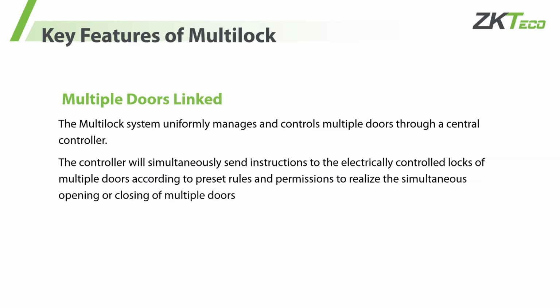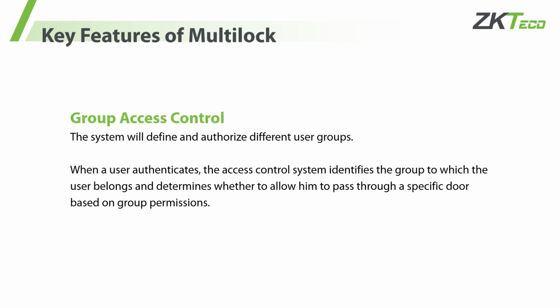Similarly, multi-lock has three main characteristics. The first feature is that the multi-lock system uniformly manages and controls multi-doors through a central controller. The controller will simultaneously send instructions to the electric locks of multi-doors according to preset rules and permissions to realize the simultaneous opening or closing of multi-doors. The second main feature is group access control. The system will define and authorize different user groups.